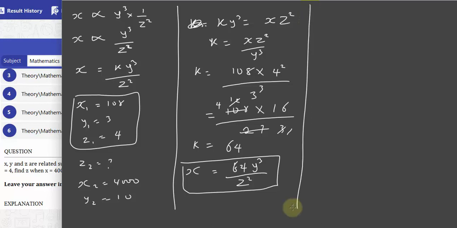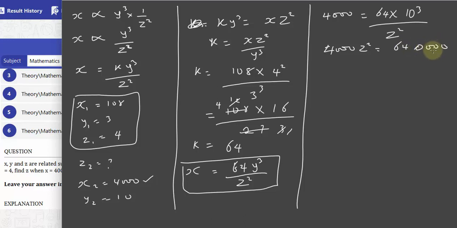The next step is to look for the value of z when we know x and y. So just plug in the values of x and y, then solve for z. What's the value of x this time around? That's 4,000, right? What's the value of y? y is 10, so this is 64 times 10 cubed over z squared, and z is unknown. We are looking for z. So cross multiply. That will give you 4,000 z squared equals 64 times 1,000, which is 64,000, with 3 zeros.